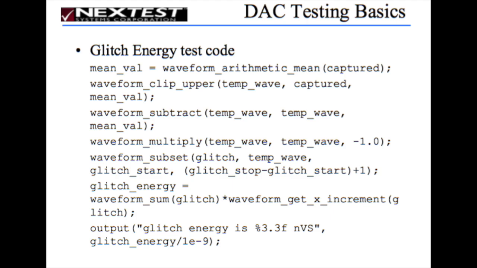Output glitch energy is %3.3f nanovolt-seconds, glitch energy divided by basically 1 nanosecond. So here we are measuring the glitch energy in nanovolt-seconds, and basically it's the multiplication of voltage and time. That's all it is.